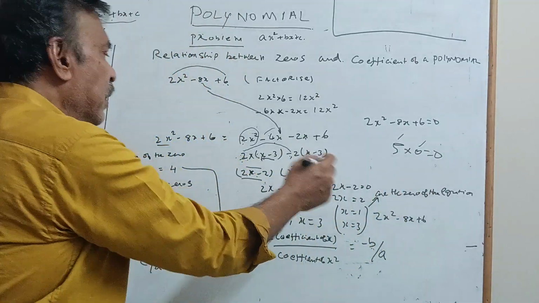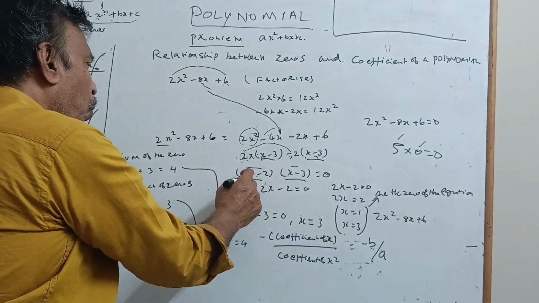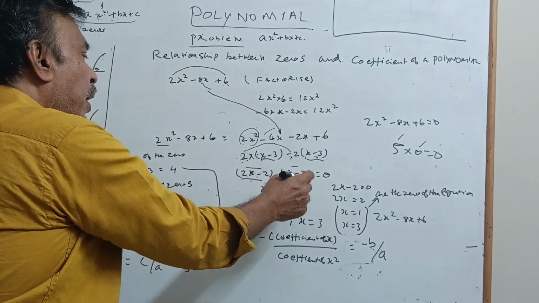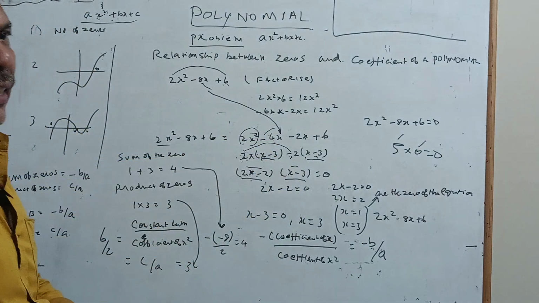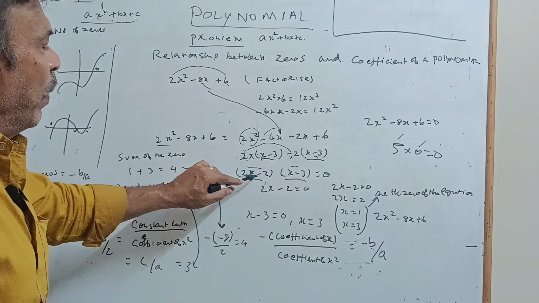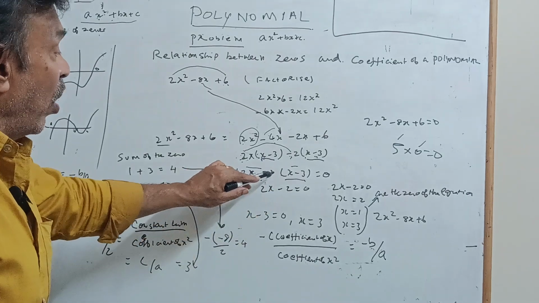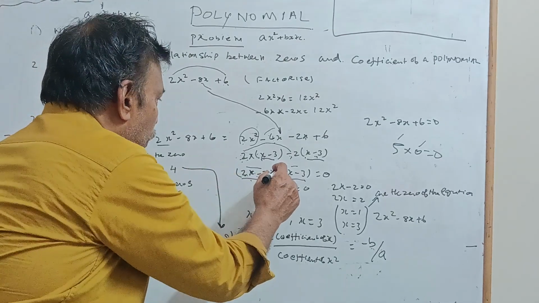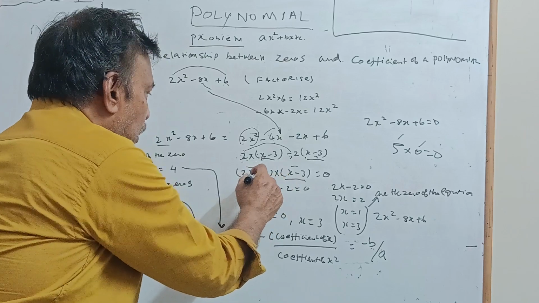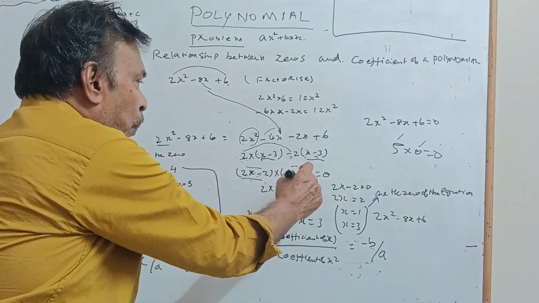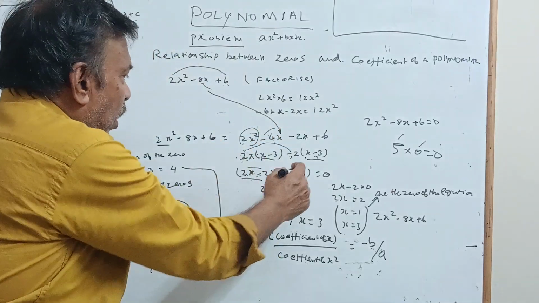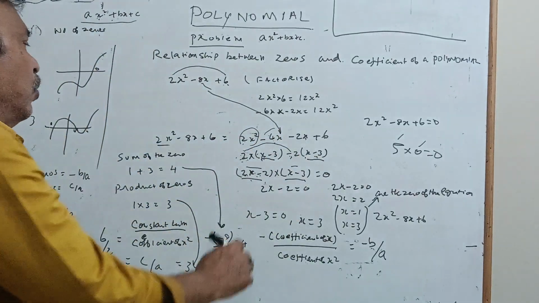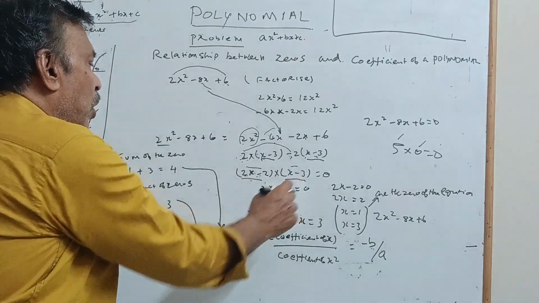So in this case, either 2x minus 2 can be 0 or x minus 3 can be 0. So we will take one by one. Let us assume that 2x minus 2 is 0 because the product is 0. You understand now? If you multiply 2x minus 2 into x minus 3, it is 0. So either this might be 0 or x minus 3 is 0. So let us take 2x minus 2 equal to 0.